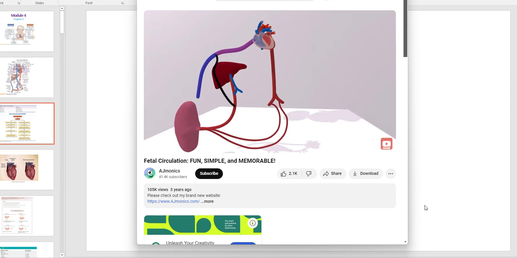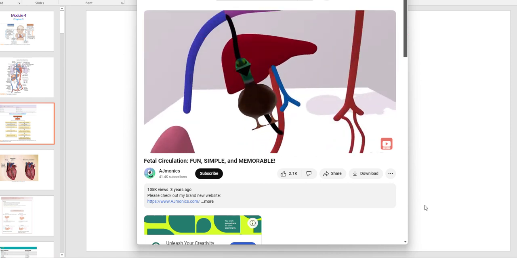Okay, now I'll come up with a fun way to remember this. So here we have a duck with a V nose.